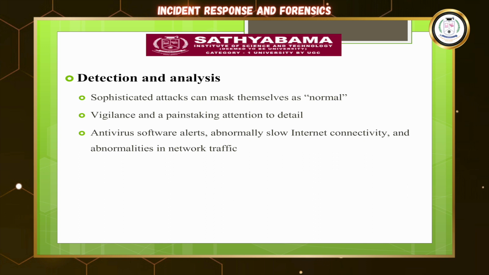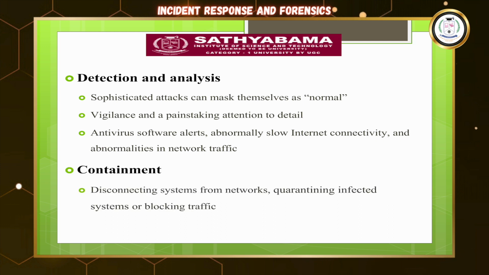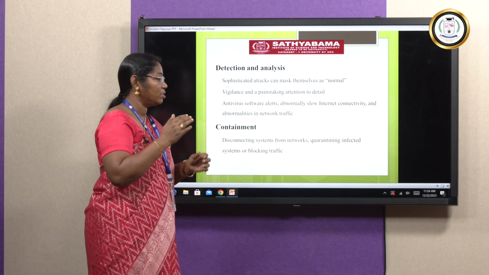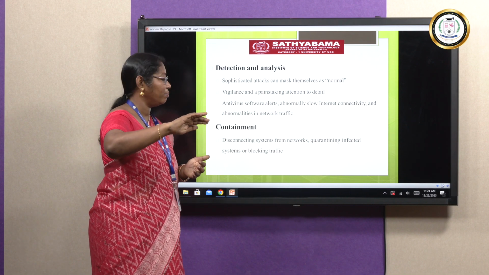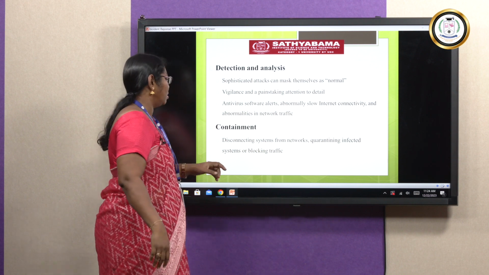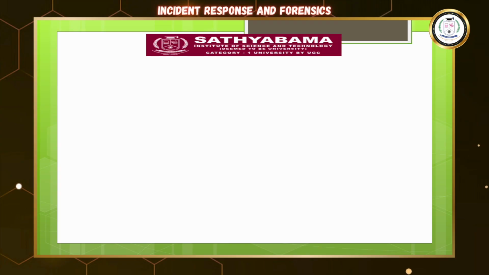So detection and analysis is another phase of incident response. The third phase is containment. As I already told, containment is disconnecting the infected system from networks or blocking traffic. Infected systems are isolated from the organization. That is nothing but containment.